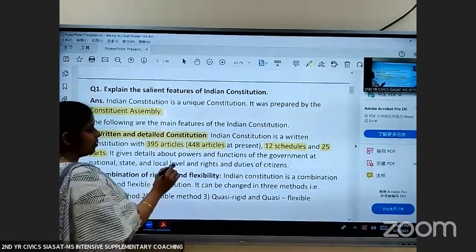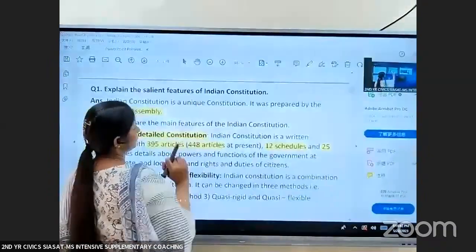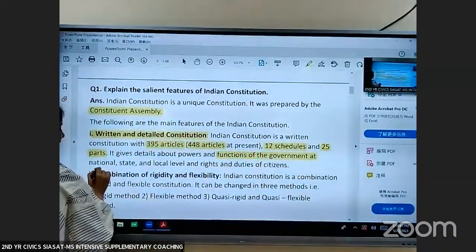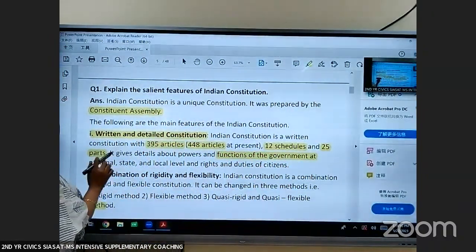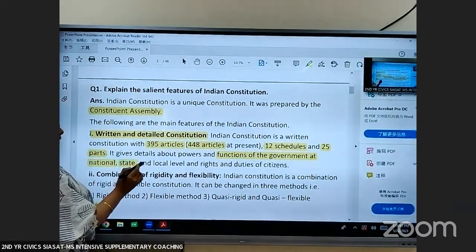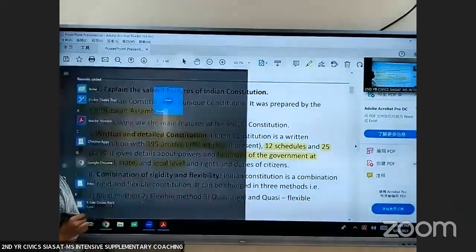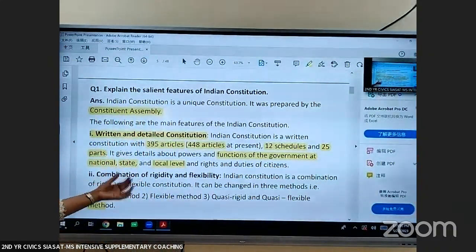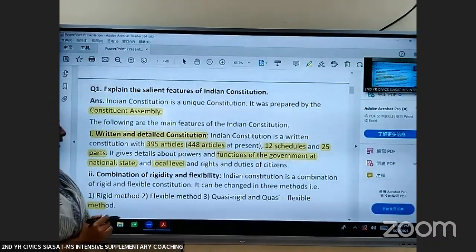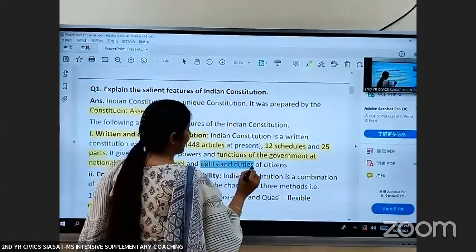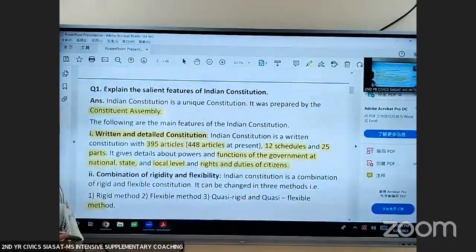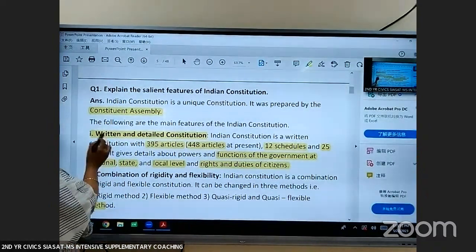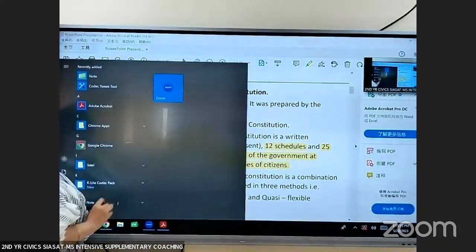It gives details about the powers and functions of the government, at national level, that is central government, state government, and the government at local level. So how the government functions is clearly mentioned in the Constitution. It also gives details about the rights and duties of the citizens. So everything is written in detail. So we say Indian Constitution is written and detailed.